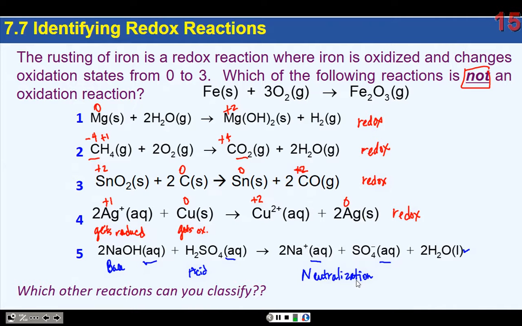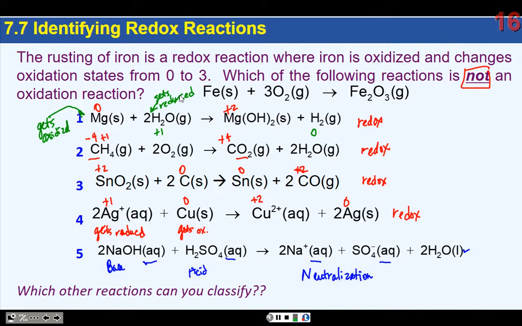The magnesium in the first one is getting oxidized. And that means that the hydrogen here is getting reduced because it's going from a +1 to a 0. Sorry, I didn't write the oxidation number in for you before. It's getting reduced because the oxidation number is +1 in water and 0 as elemental hydrogen.